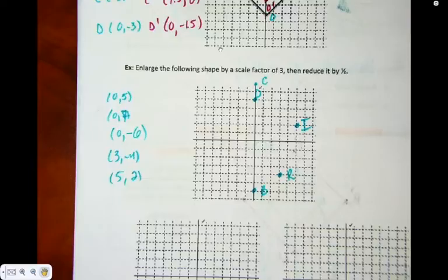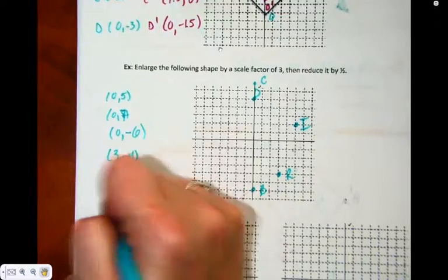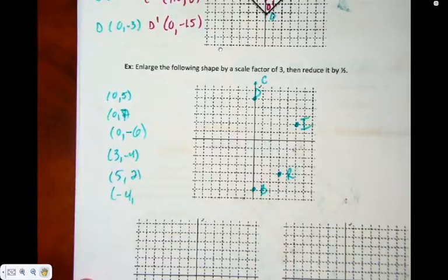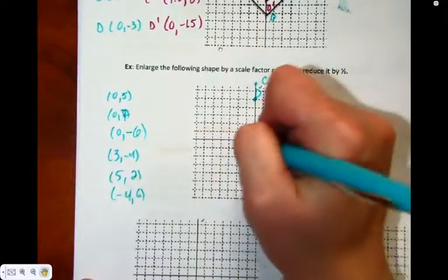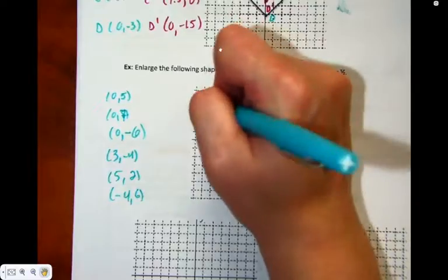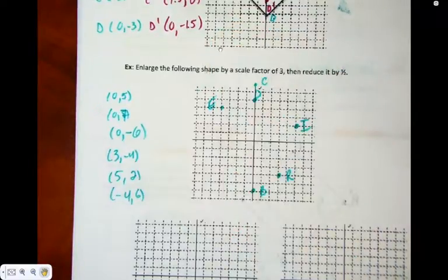Still a pretty boring shape. Let's do one more. Okay, Robson, make this interesting. Negative 4 and 6. I like it. We don't have an E. We'll call it an E.